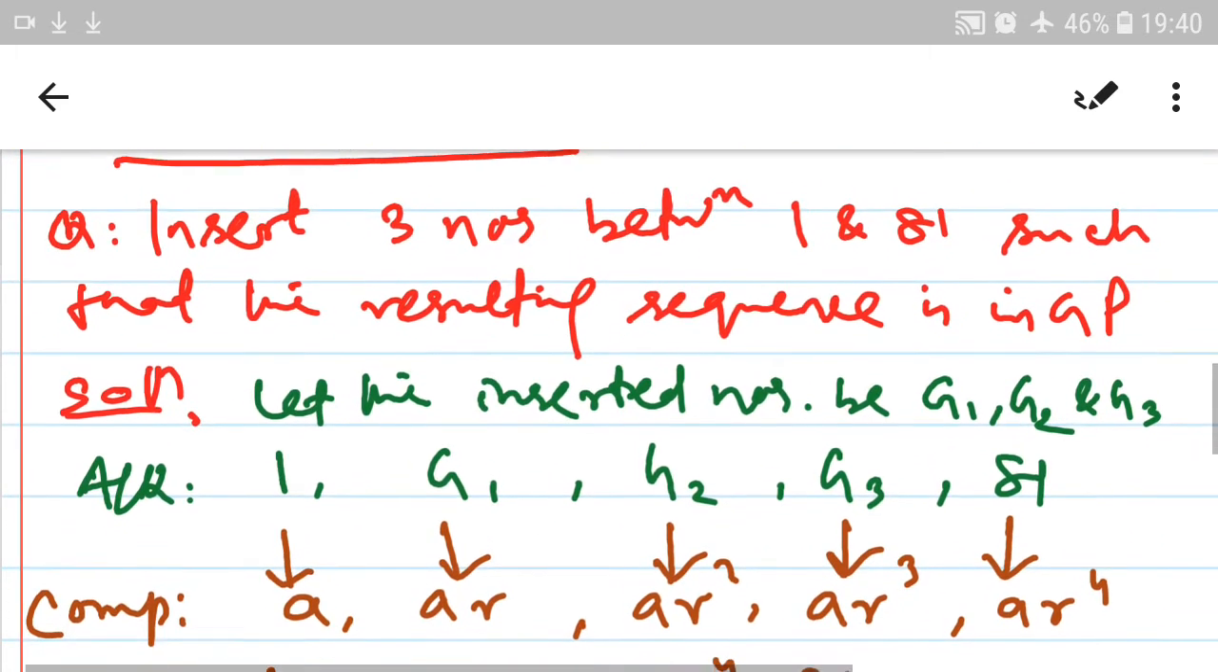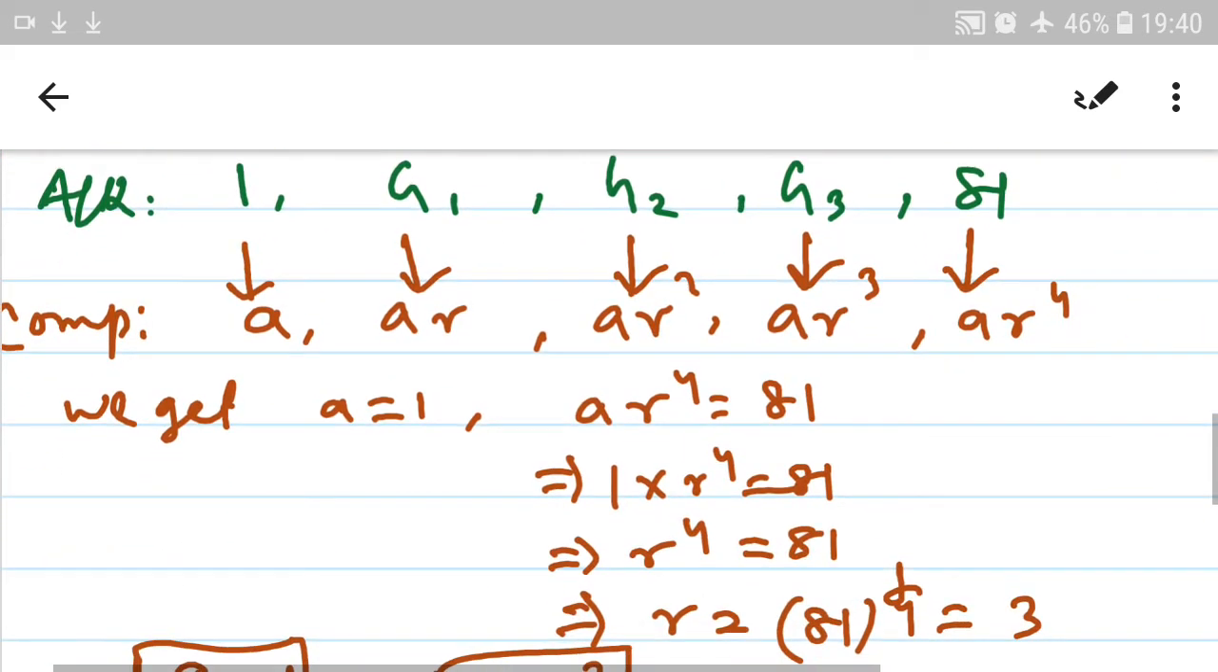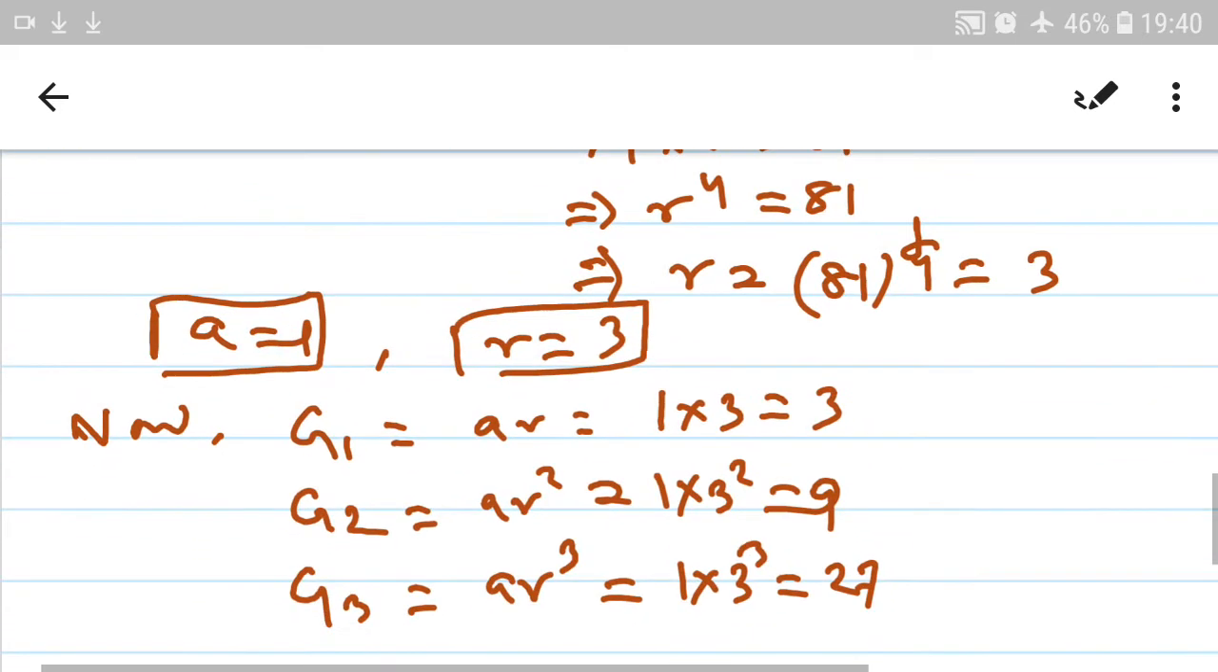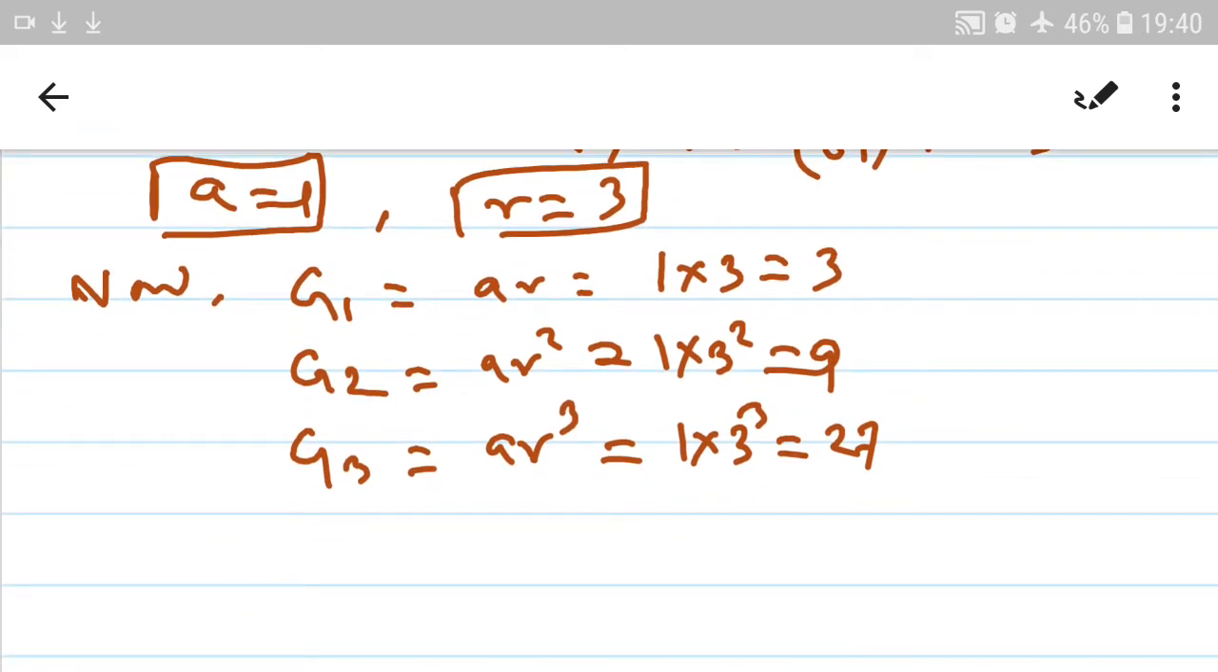Have a look at this once again. Insert 3 numbers. I have taken as G1, G2, G3 and have the solution. You also rewind this video again and again to make the notes. ठीक है, पॉज करके अपना नोट्स बना लीजिए.